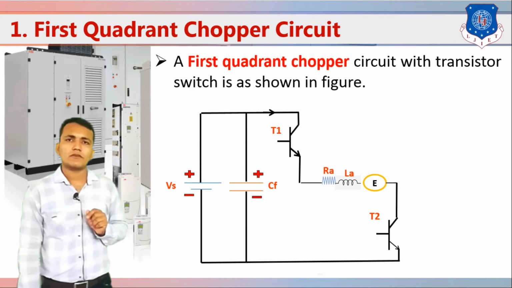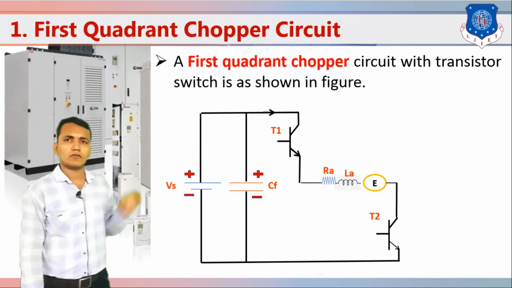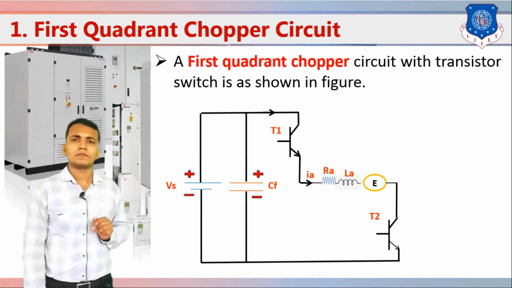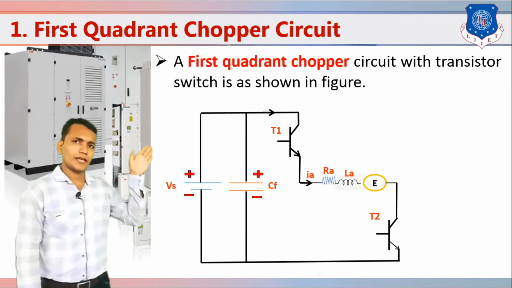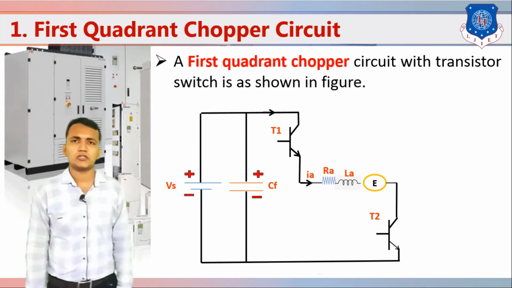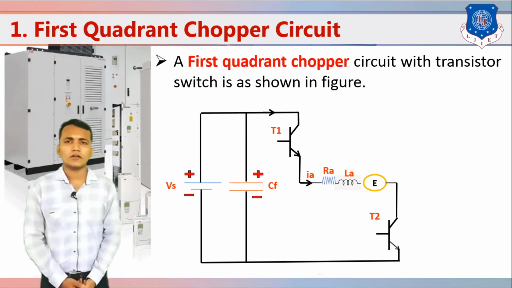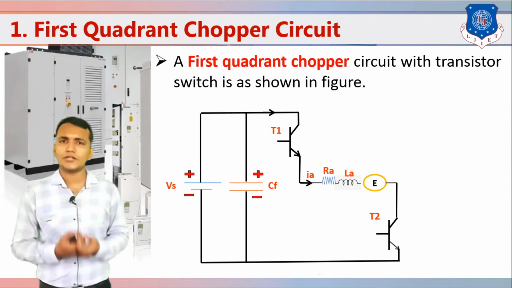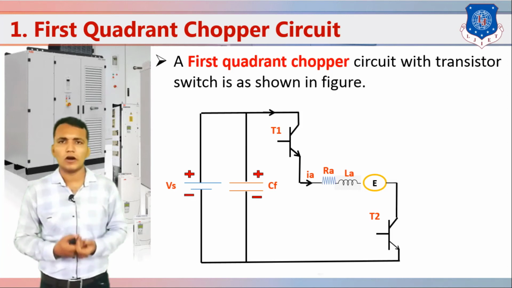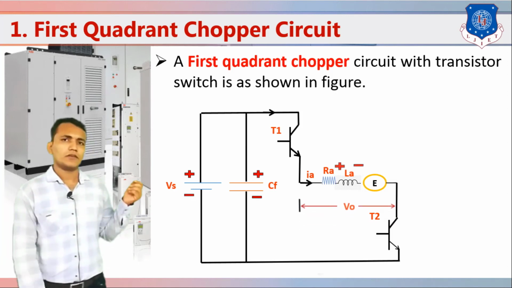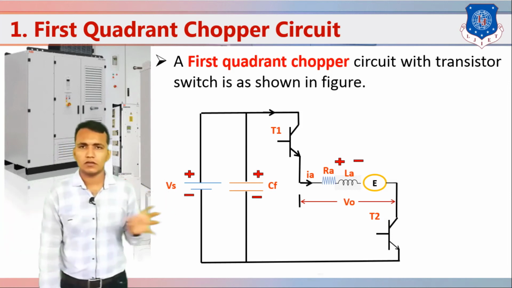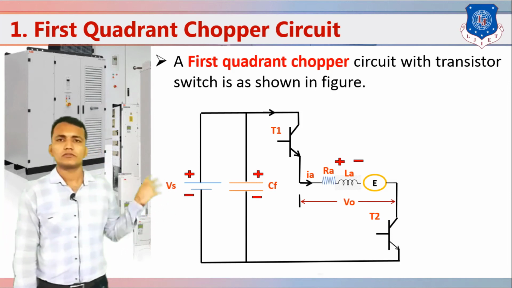In this first quadrant chopper circuit, if we draw the current, it flows in this way. First is the supply current, and there is the armature current. In this first quadrant chopper circuit, you can see only two transistors, T1 and T2, will be turned on. And if we see the output voltage across our DC motor or load, it will be V0.